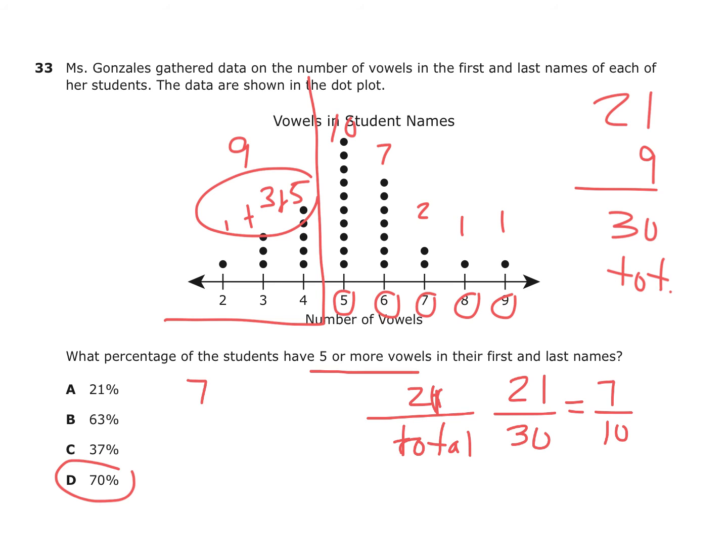So what you're really doing is 7 is to 10 as what percent is to out of 100. And so if you multiply this by 10, then you better multiply this by 10 also. 7 times 10 is 70. 70% is the answer for number 33.